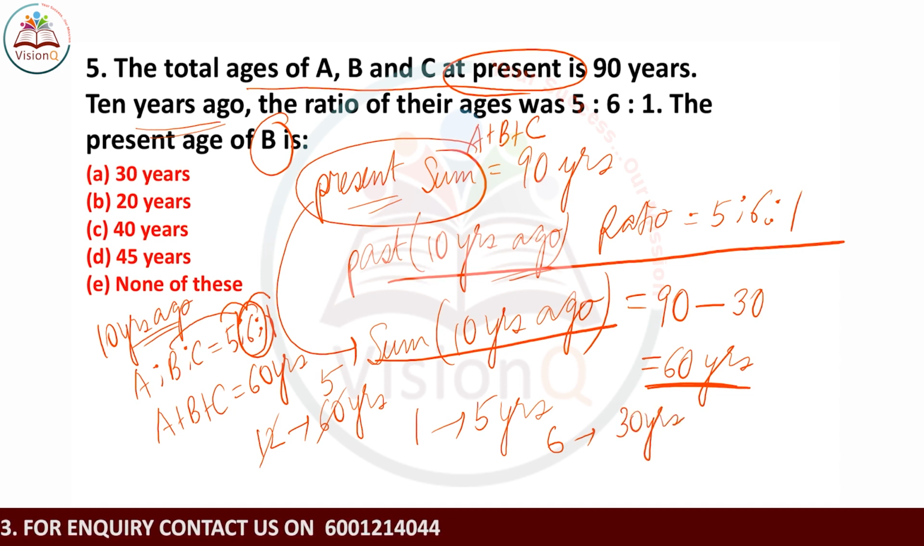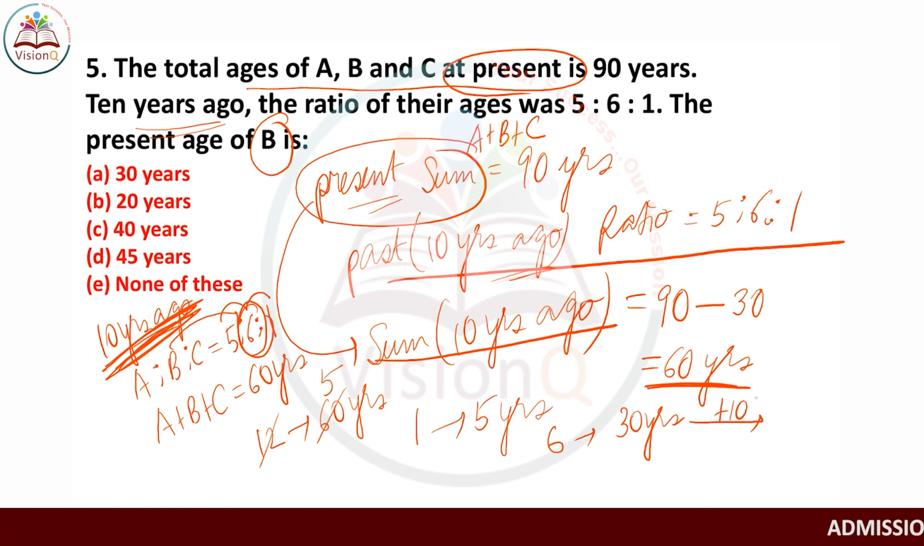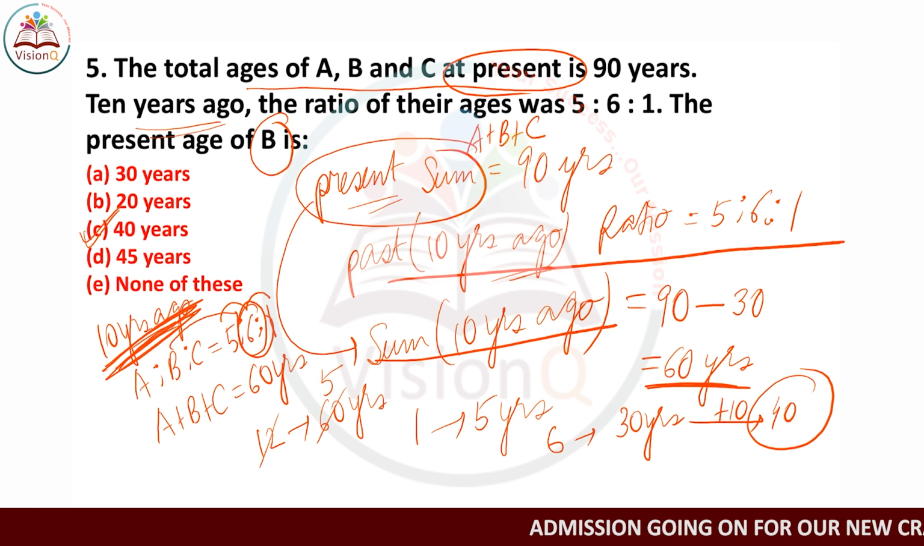Now this age of B was when? 10 years ago. But it is asked to find out the present age of B. So from past to present, you have to add 10 to this. So 30 plus 10 is 40 years. Option number C.